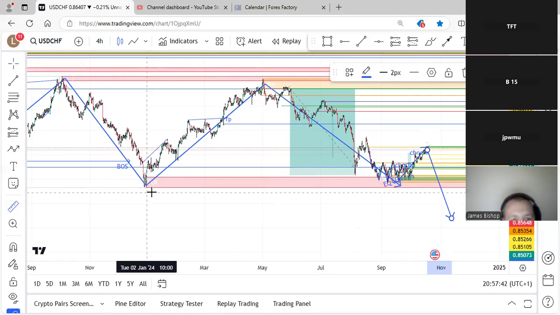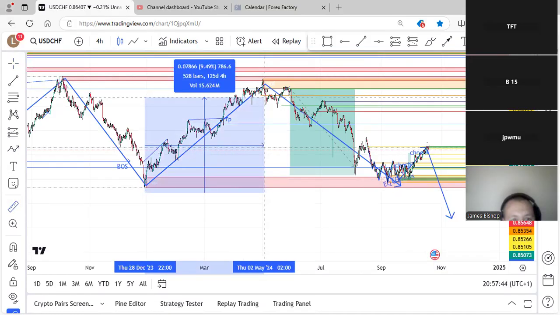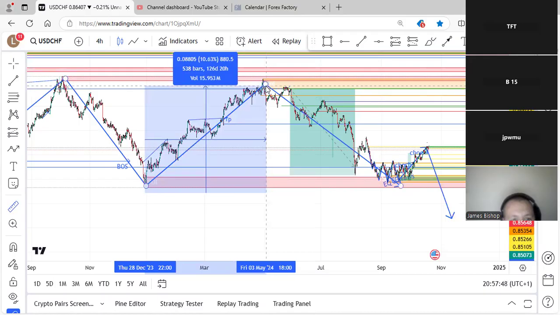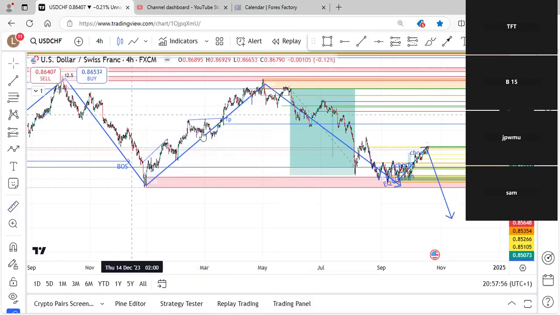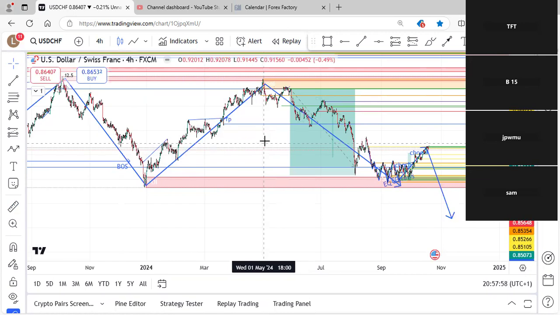So if we go from this low to this high, that's 125 days for a downtrending market to create a pullback, in effect. So obviously you have multiple time frames running alongside each other.